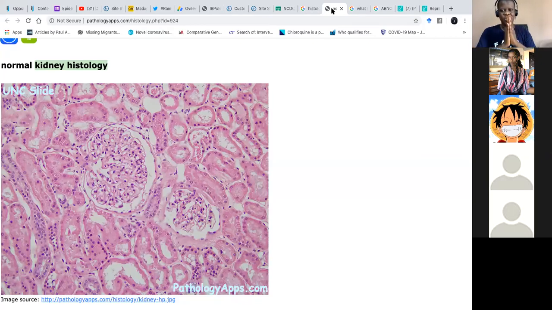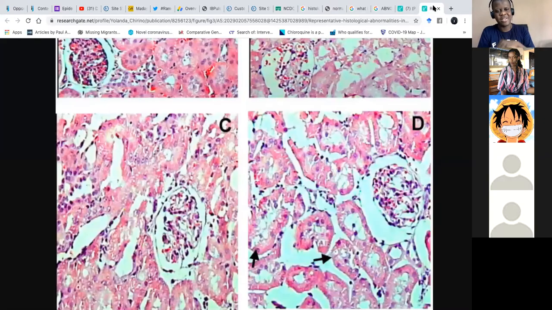Once we see a picture of how normal tissue looks in a normal patient, when you now see that tissue in someone that is having disease, you can say right away, even without doing any clinical chemistry, that something is wrong with this glomerulus. That is what we do in histopathology.